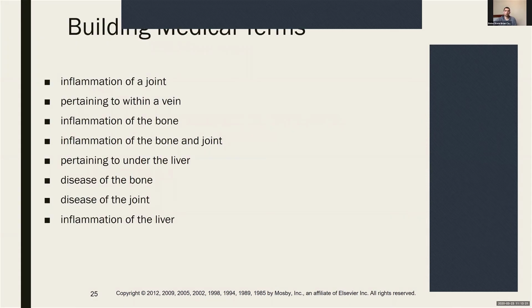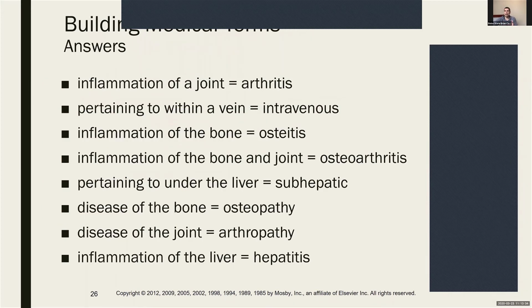And then building medical terms, this is going backwards. Now we know the meaning and we've got to build the term out of it. So if we look again here, inflammation of joint or pertaining to within a vein, we would just build those out. So inflammation, itis, that's the suffix, joint, arthr. Pertaining to within is the key there. It's within a vein so that we know it's intra, that's your prefix, vein, venous.